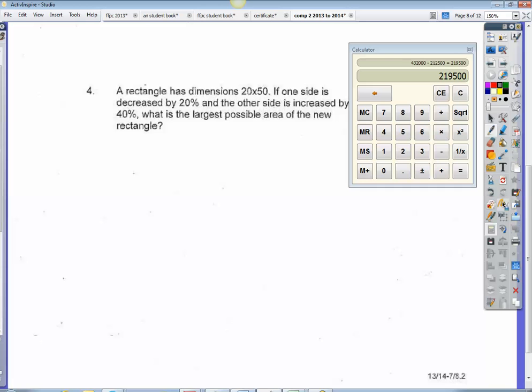So we know the closer to a square, the larger the area. So I'm going to increase the 20 by 40%. So that is times 1.4. So that's 28 by, and then decrease this by 20%. So 80% is left over. So that's 1120. Now that is the answer.